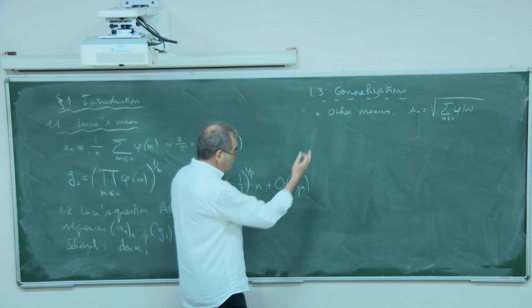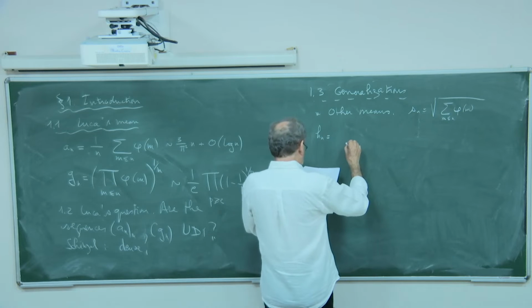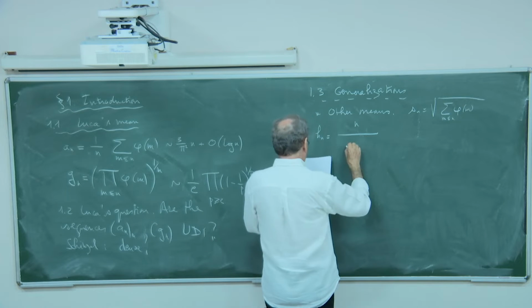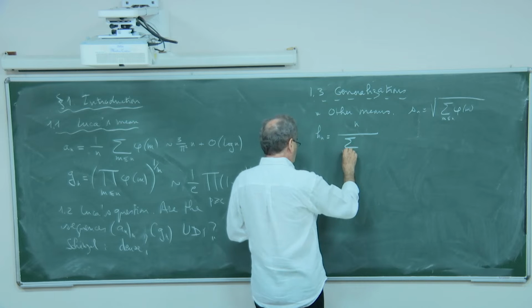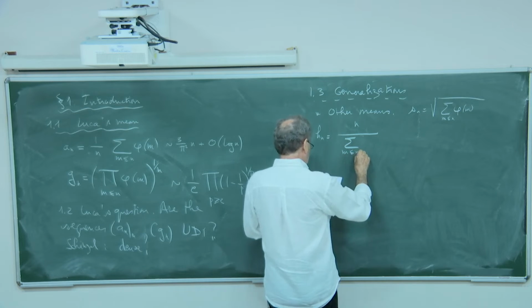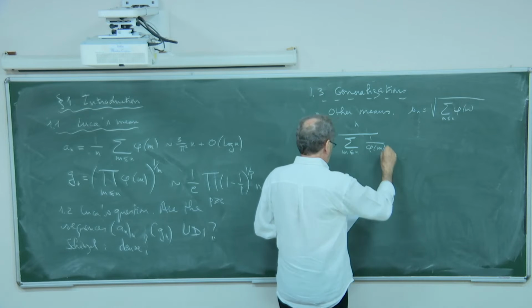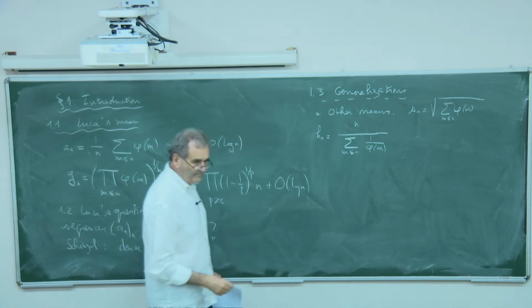You have something which turns out to be trivial, which is the harmonic mean, which is n divided by the summation, when m is less than n, of 1 over phi of m. Turns out that this one is quite easy to manage.